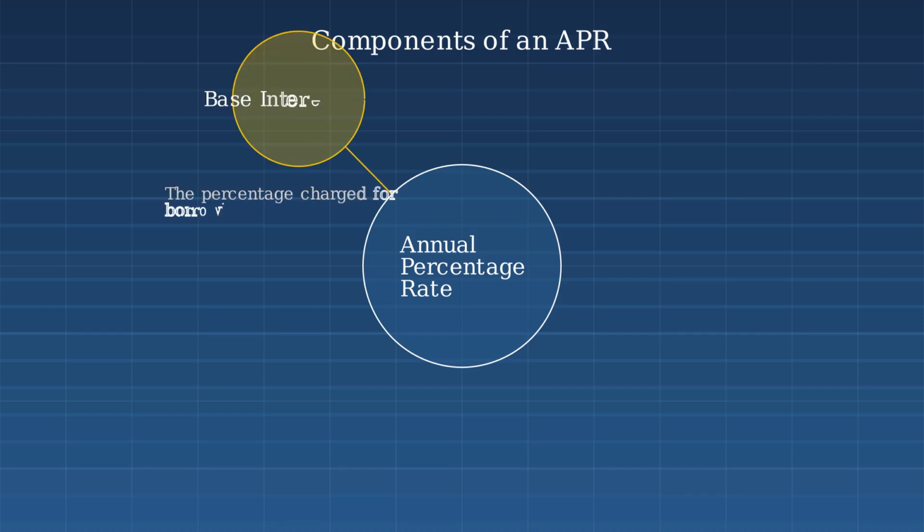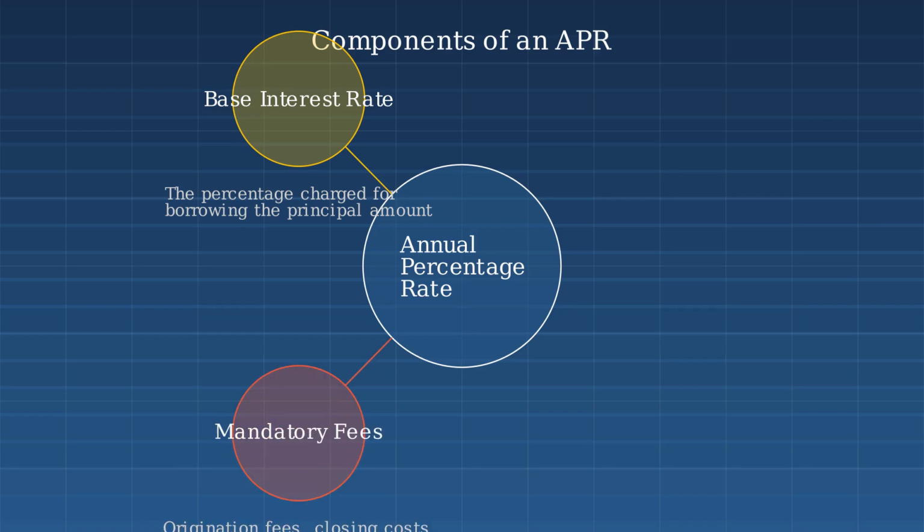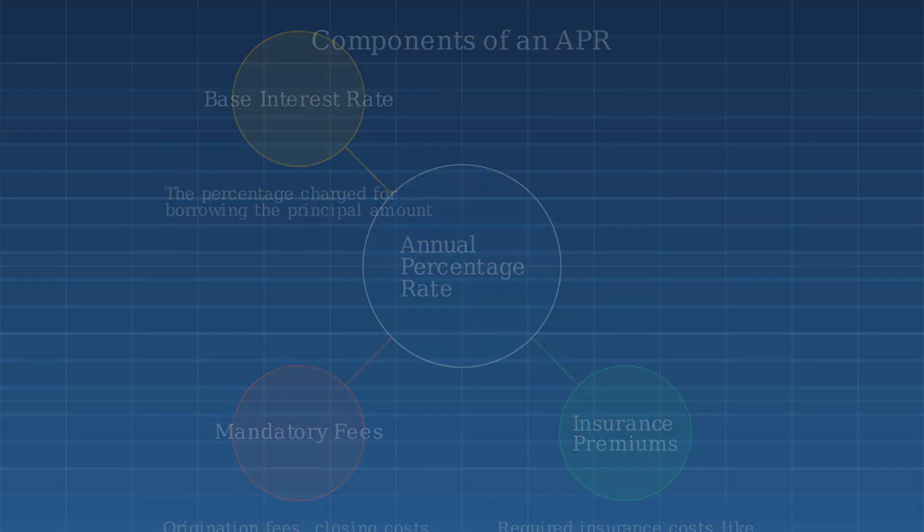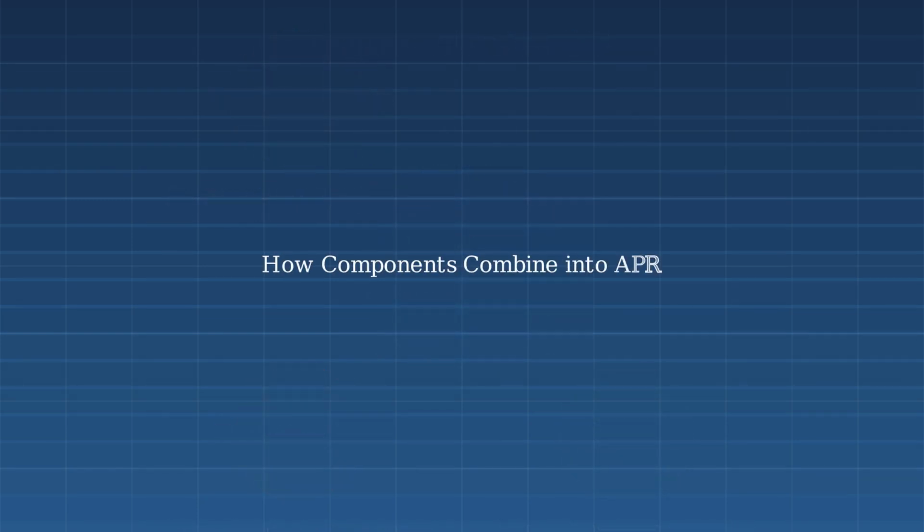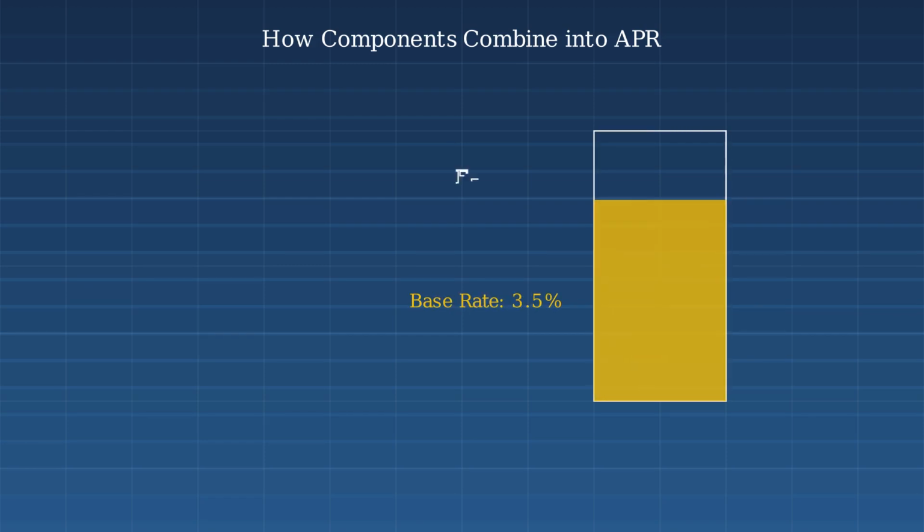The first and most significant component is the base interest rate. This is the percentage charged for borrowing the principal amount. The second component includes mandatory fees, such as origination fees, closing costs, and application fees. These are one-time charges added to the loan. The third component can include required insurance premiums, such as private mortgage insurance for home loans with less than 20% down payment. All these components are combined and calculated to show the total annual cost as a percentage.